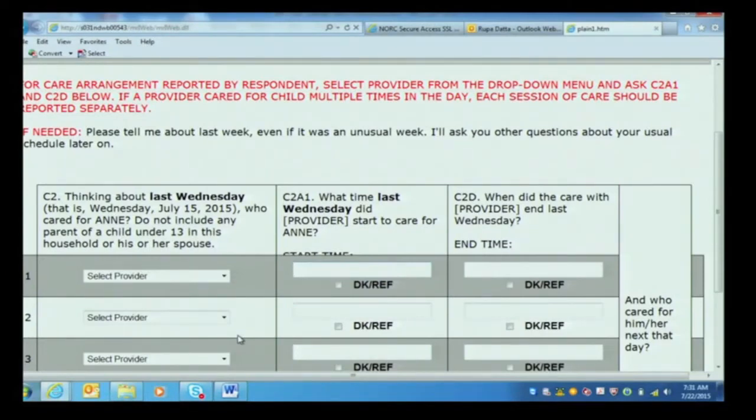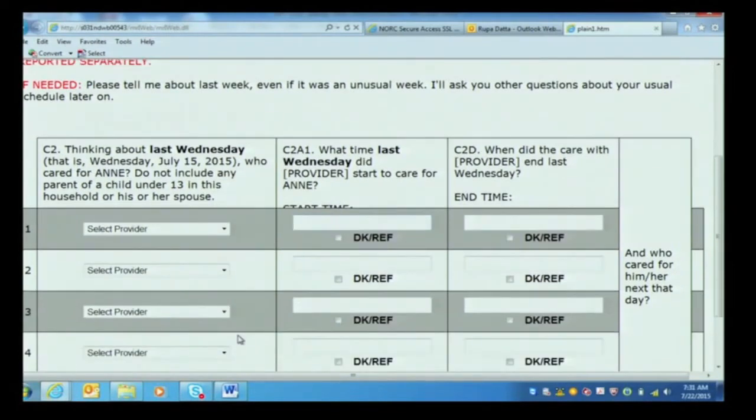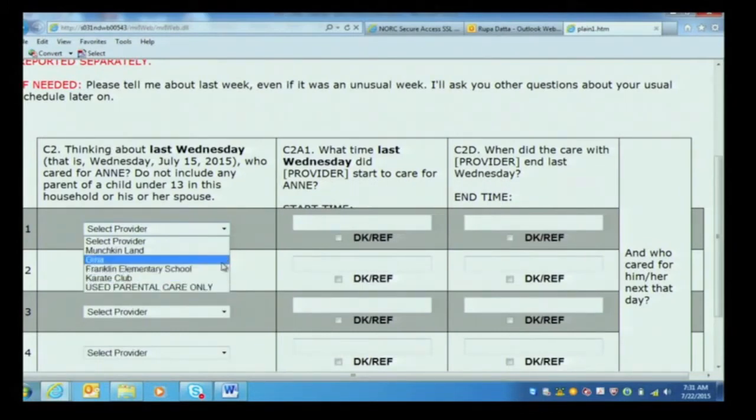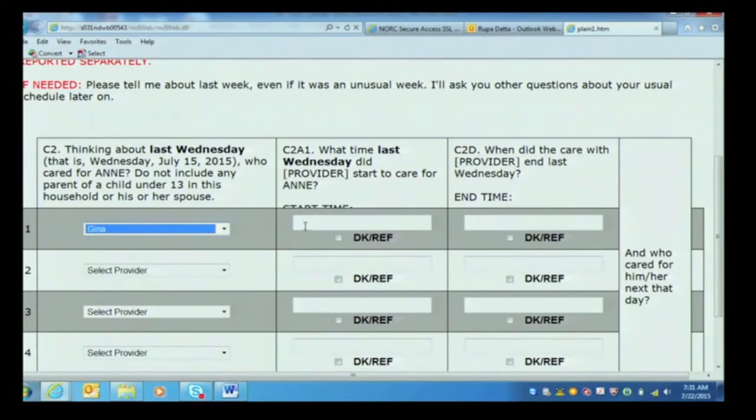Thinking about last Wednesday, that is Wednesday, July 15th, who cared for Anne? Do not include any parent of a child. So on Wednesday, I took Anne to the doctor at 9 a.m. And then dropped her off at home with my mother at 1 p.m. My mother took care of her until 8 p.m. when I got home from work.